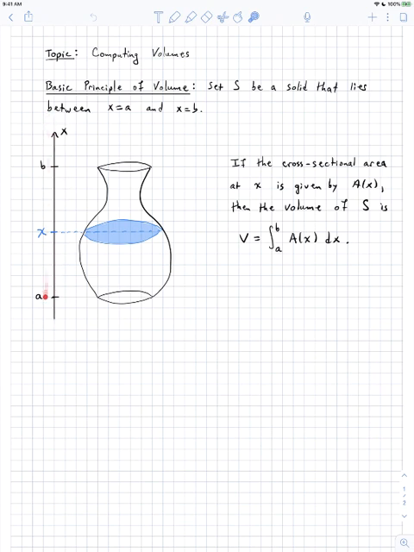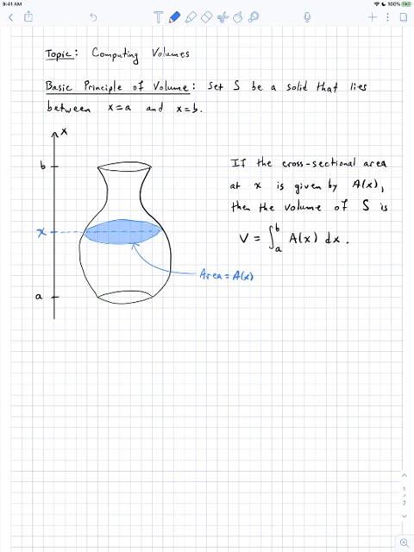Normally we think of the x-axis as being horizontal, but there's no reason that it can't be vertical like this. So here's the basic principle of volume. If the cross-sectional area at x is given by A(x), that is to say that this cross-sectional area here is A(x). So that's the area of the cross-section at x.